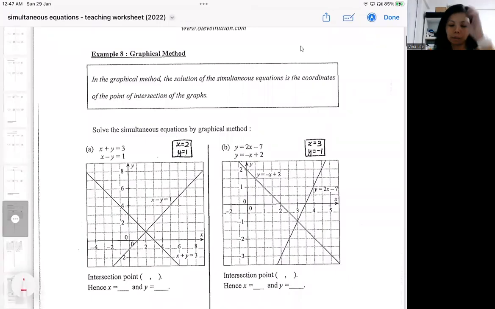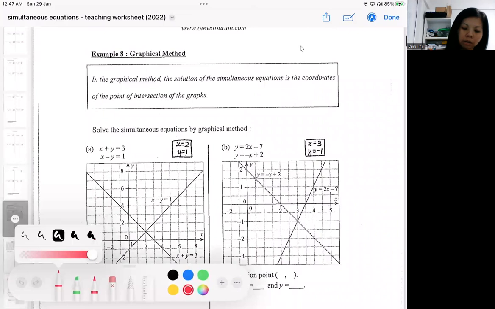So for this example, we are exploring the graphical method of simultaneous equations. Out of the three methods of simultaneous equations, elimination, substitution, and graphical method, the graphical method is the one that a lot of students might tend to forget or find very difficult to relate. So the key idea is in this box.